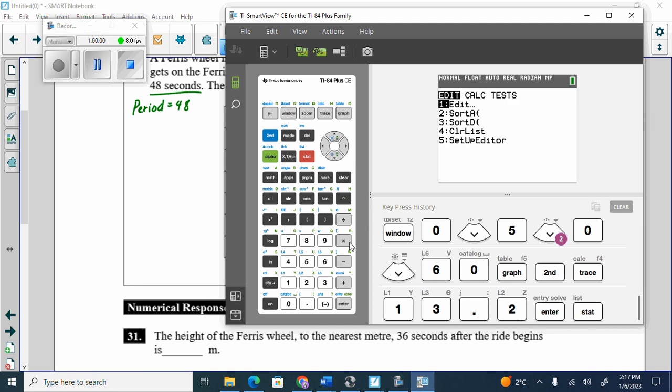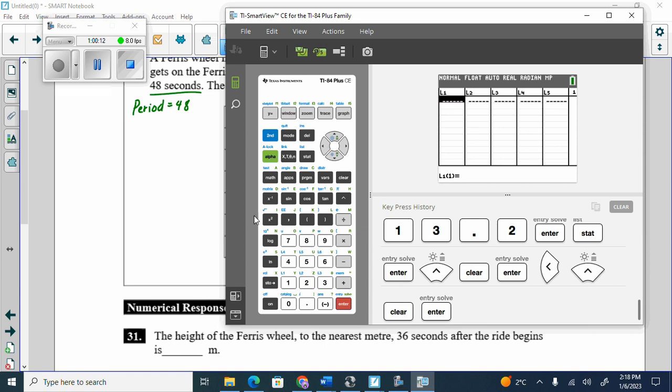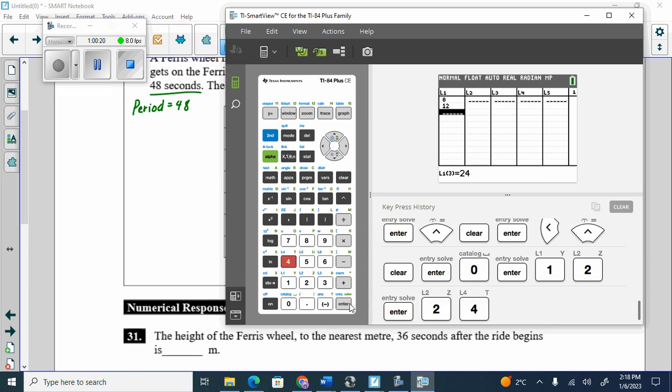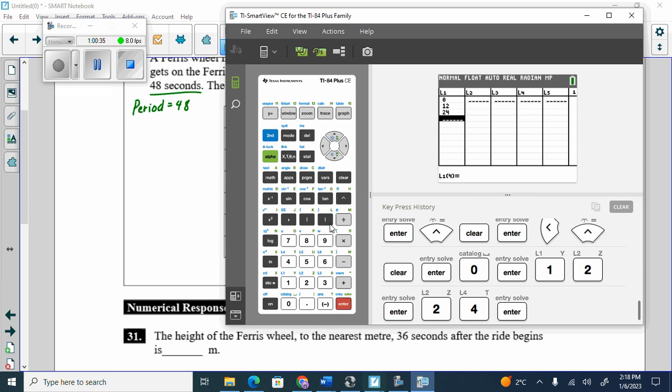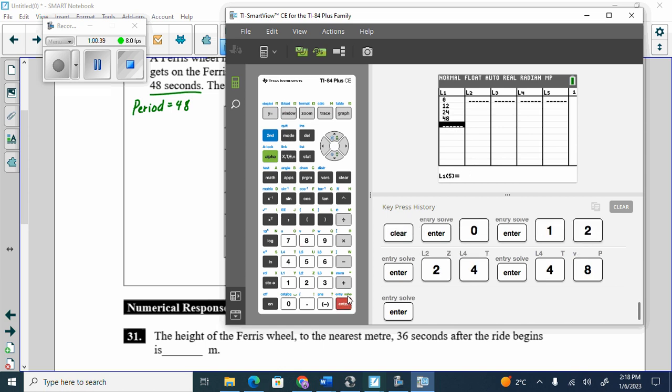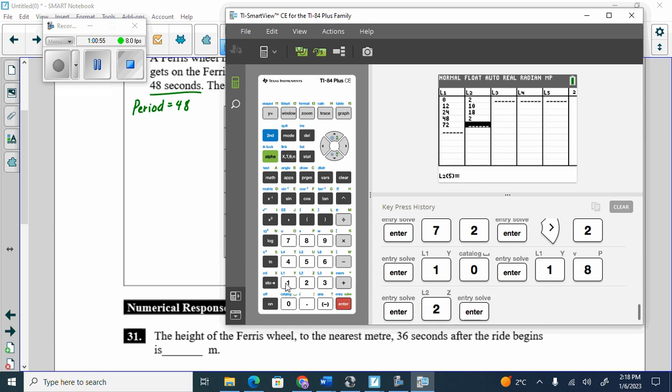So we're going to go stat, edit. Clear, enter. Clear, enter. We're going to type in our values. So we get 0, 12, 24, 36. Oh, wait, if you look at 36, it has a question mark beside it, so we are not inputting that in, because unless there's an X and a Y for it, we don't input it. So I skipped 36, I put in 48, and I put in 72. And I arrow over, and I get 2, 10, 18, skip, and 2, 18.